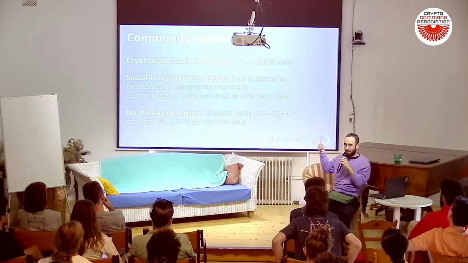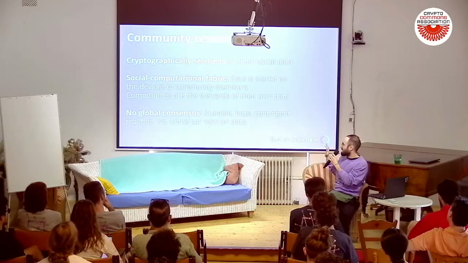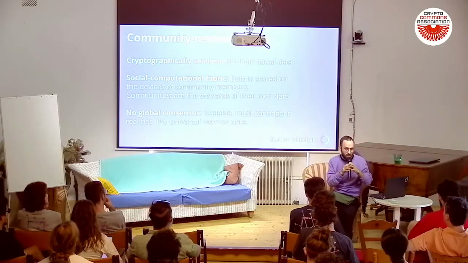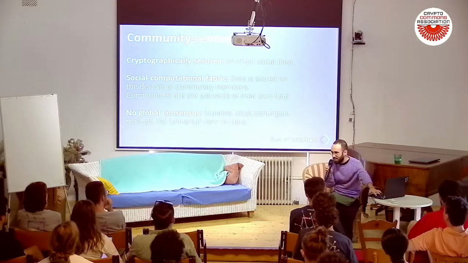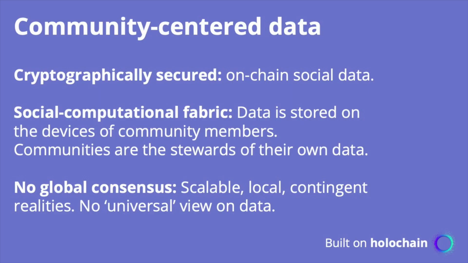All of these affordances, more than anything, come from building on top of Holochain, which I will not go super deep into because we have people who are possibly better than me at doing that. But what I want to say is that building on Holochain allows us to have cryptographically secured on-chain social data, not on a global blockchain, but on a local source chain for each community.